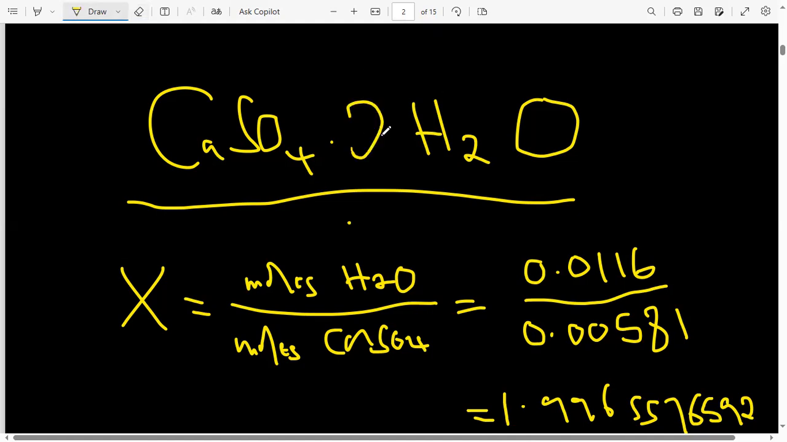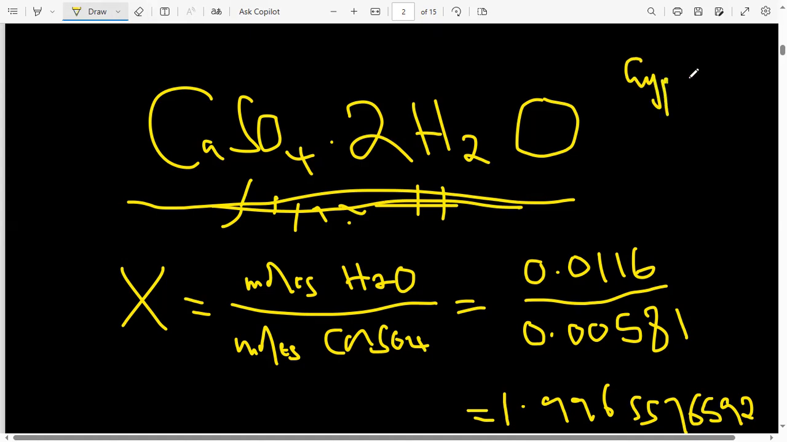So we're going to replace this x with a 2. So this one here is our actual formula for the gypsum hydrate. Okay, any questions there, guys? Any questions?